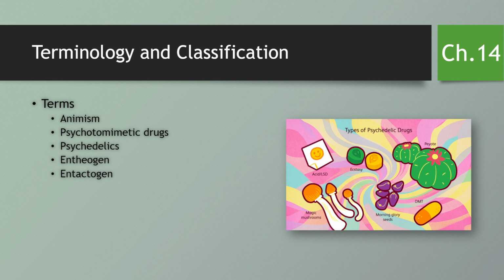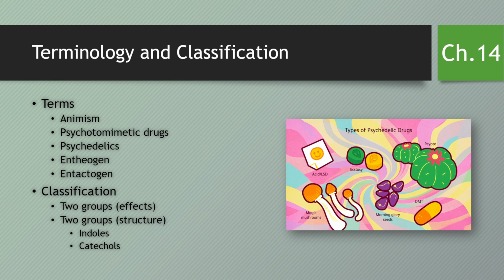Also, the term entheogen, which is a substance that creates spiritual or religious experiences, just a term to be aware of, as well as entactogen, or a substance that enhances the feelings of empathy. And many of these drugs we're going to talk about induce feelings of both of these two things.